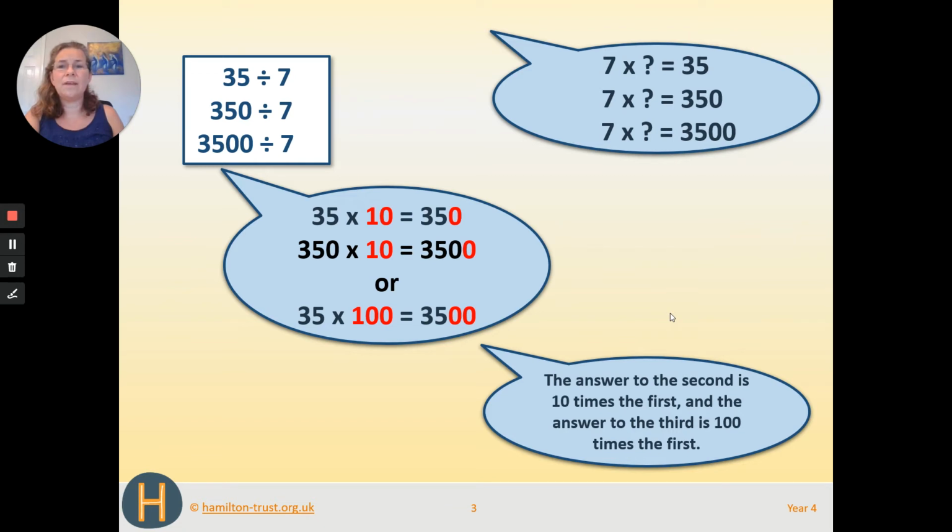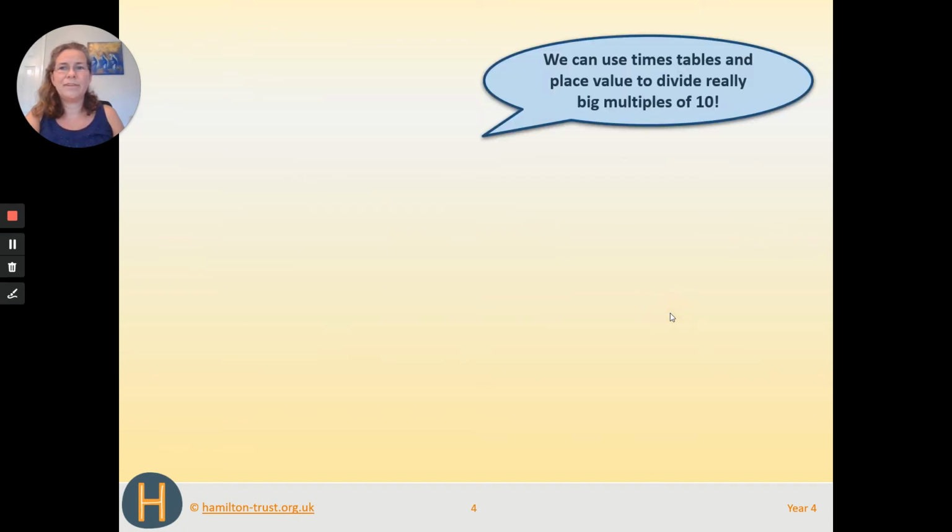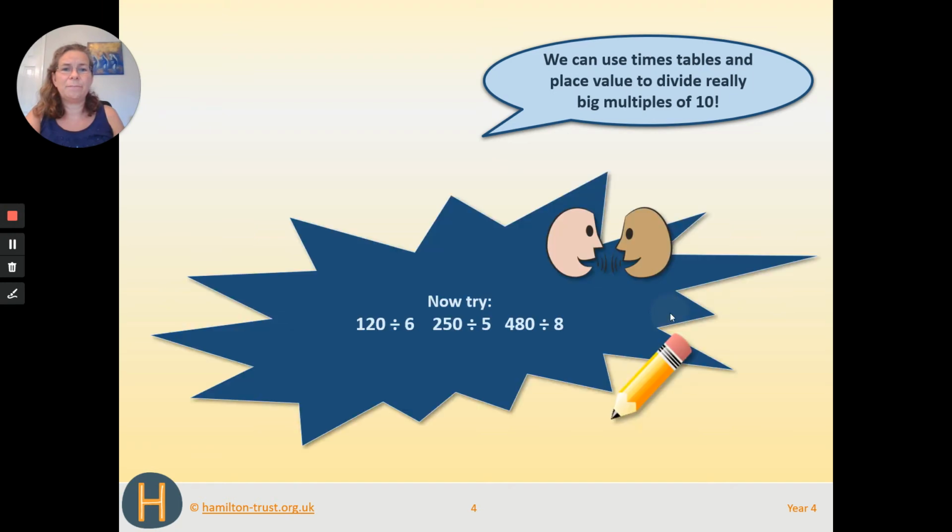7 times 5 equals 35, and that means that 7 times 50 equals 350, and 7 times 500 equals 3,500. Did you get them right? We can use times tables and place value to divide really big multiples of 10.